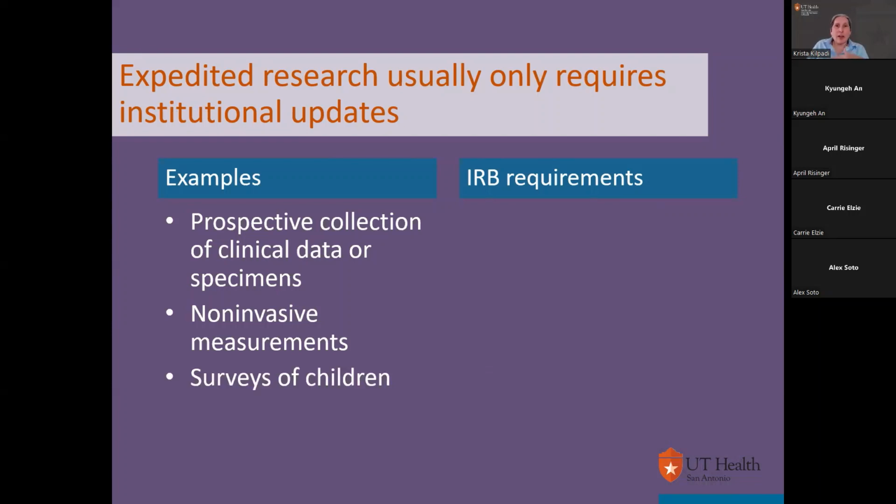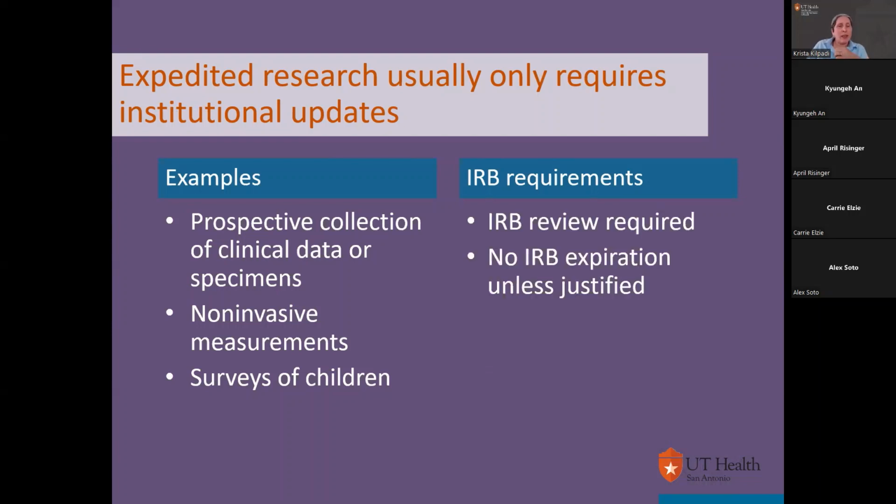And our IRB requirements for these is that we are going to require IRB review. We're not going to necessarily give you an IRB expiration date unless we think that you need one for some reason, that there's some reason that we think that you actually need a final date to stop the study. Otherwise, you can just keep doing it as long as it takes. And you do need to submit any changes again to the IRB. The IRB needs to look over them to make sure that you're not bumping yourself into another category with any changes that you might have. So that's our requirements for expedited review.